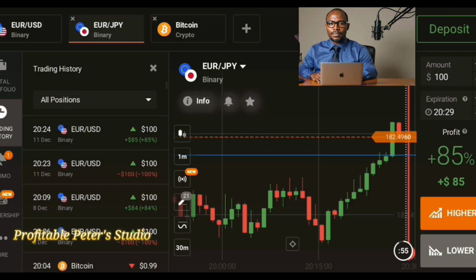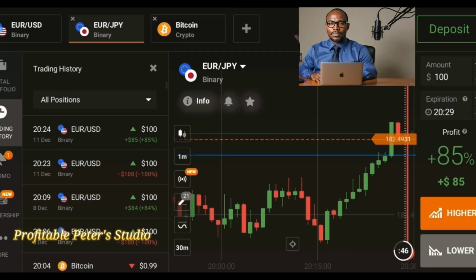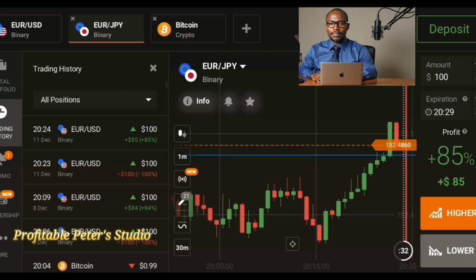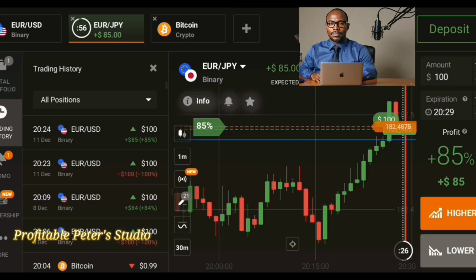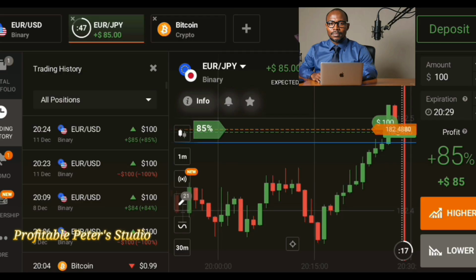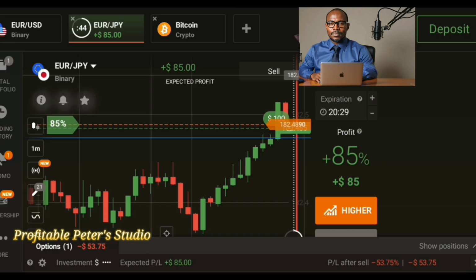Okay, it's coming down to test the resistance, so just be patient, wait for it to come down. And when it gets down again, I want to place a buy trade. All right, so I place a buy trade. I place it because I believe that it's going to come down, touch the support now, and then reverse to the upside. Okay, so let's just wait and see the outcome.